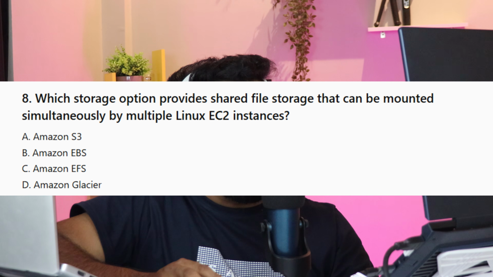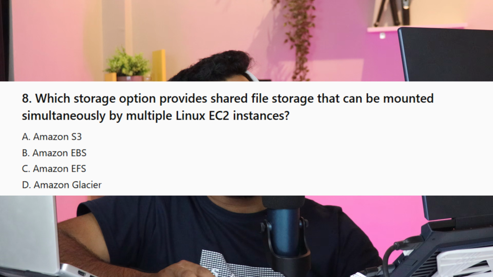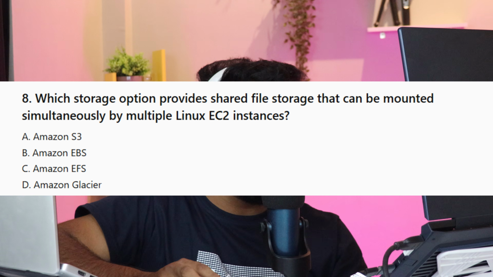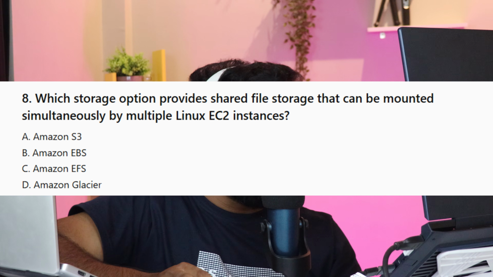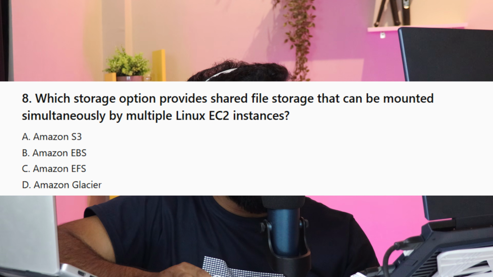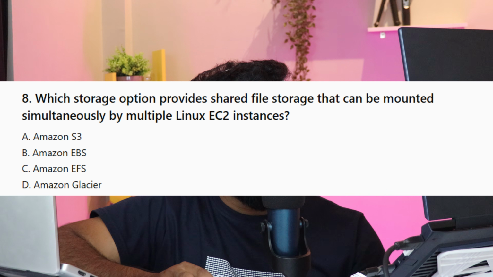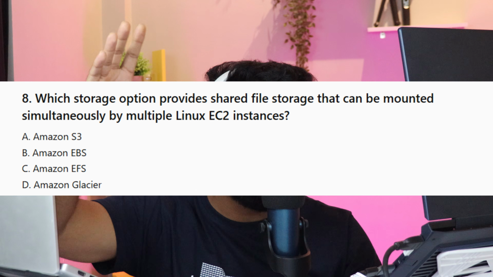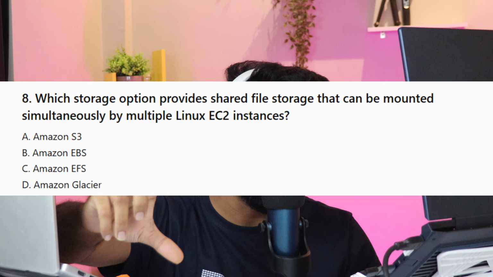Option B, Amazon EBS, Elastic Block Storage. Option C, Amazon EFS, Elastic File Storage. Option D, Amazon Glacier. So again, all four of these options are coming from the storage family. S3 is storage, EBS is also storage, EFS and Glacier. But they all serve a different purpose.